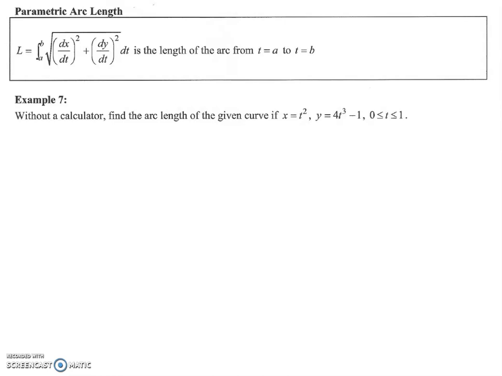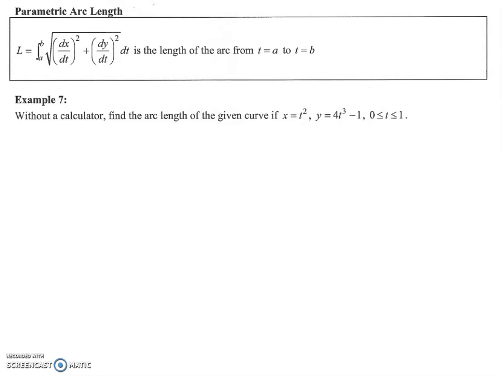So this is different from when we were doing the arc length of a regular equation. So we just have the formula. We're still integrating from a to b. So this is going to be t equals a to t equals b, and then it's going to be the square root of x prime squared plus y prime squared.